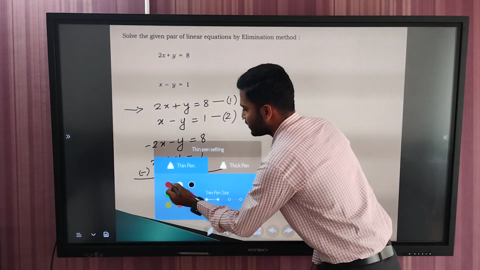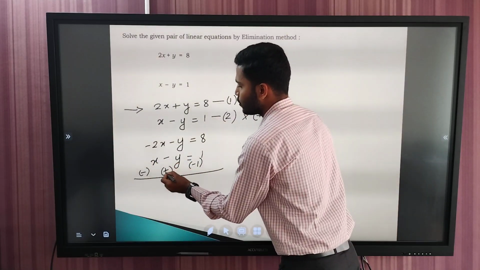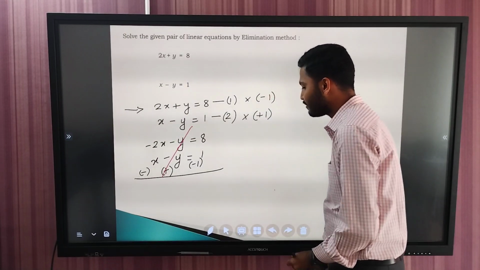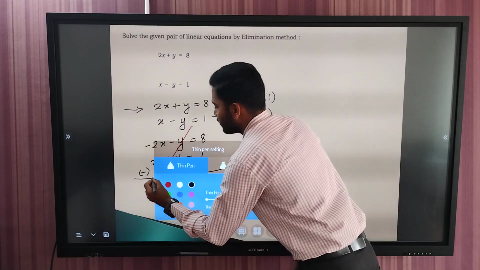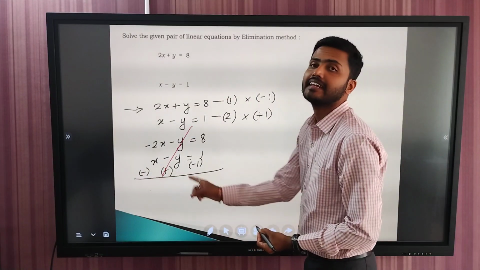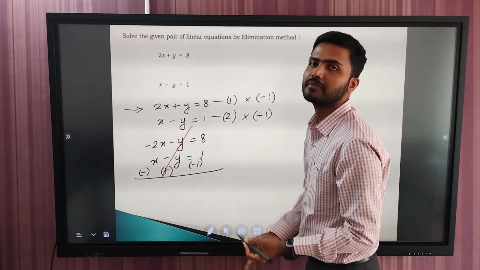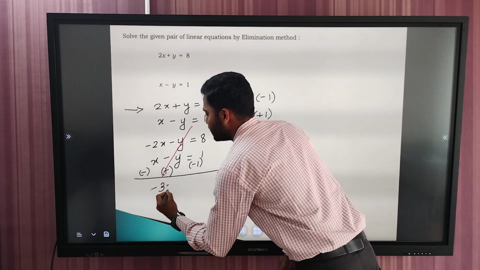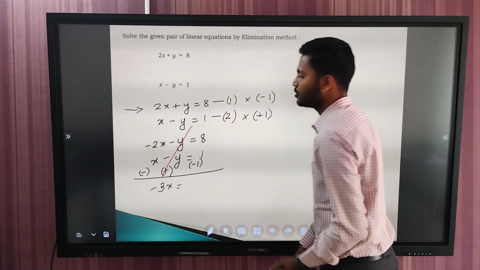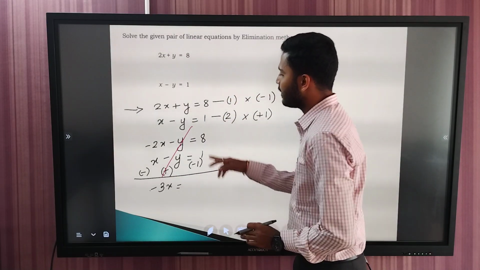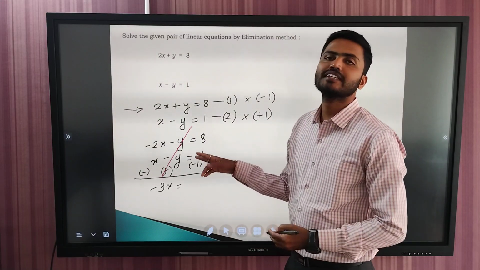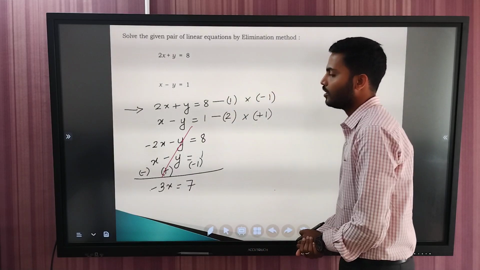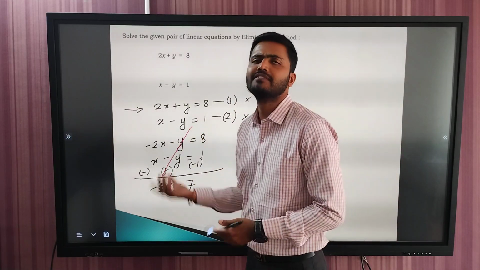Right? So now, what all gets cancelled? Plus y minus y gets cancelled. Right? So now what are we left with? We are left with minus 2x minus x. What is it going to be? Yes, minus 3x. Very good. So minus 3x is equal to, now this is going to be 8 minus 1. Correct? So what is 8 minus 1? It's 7.